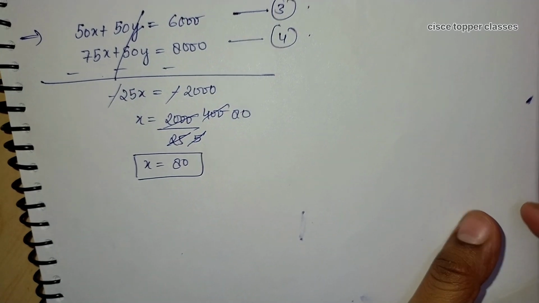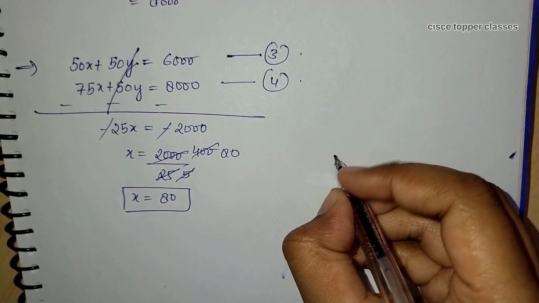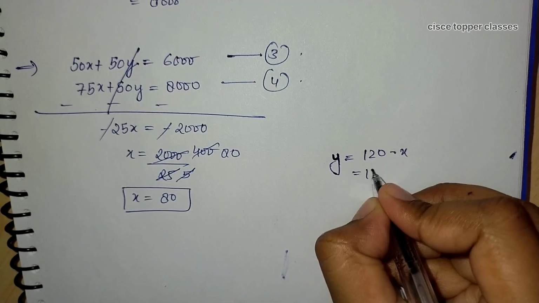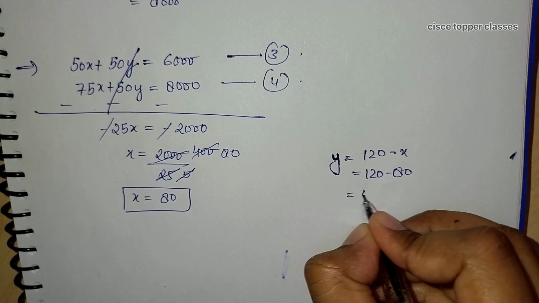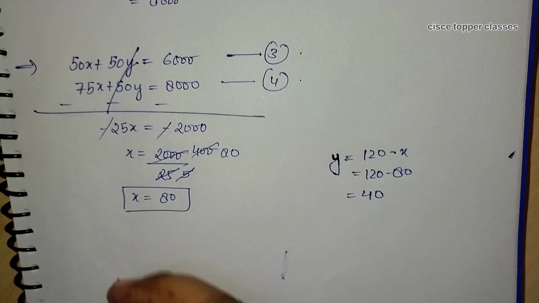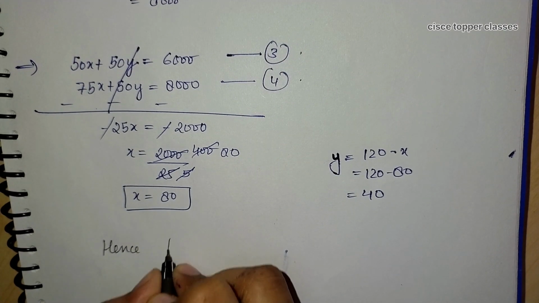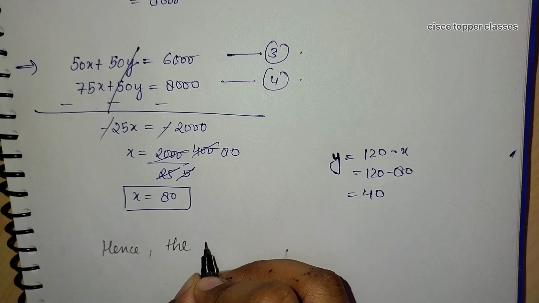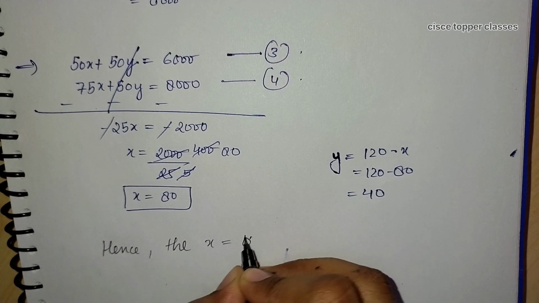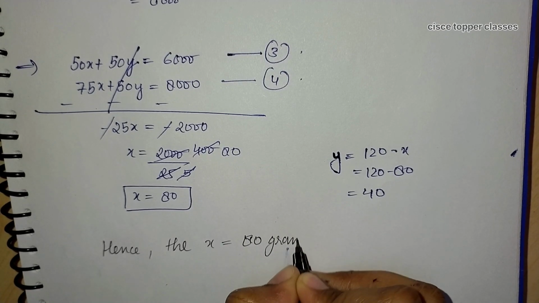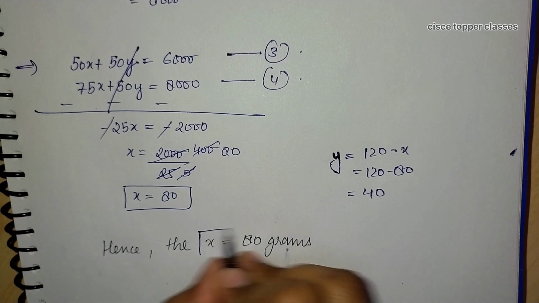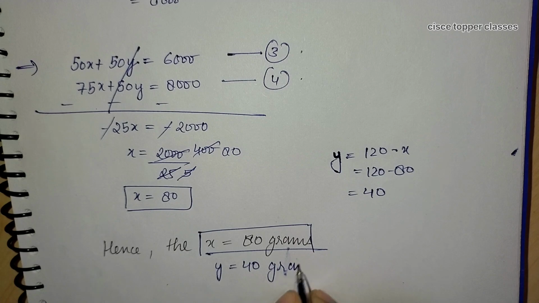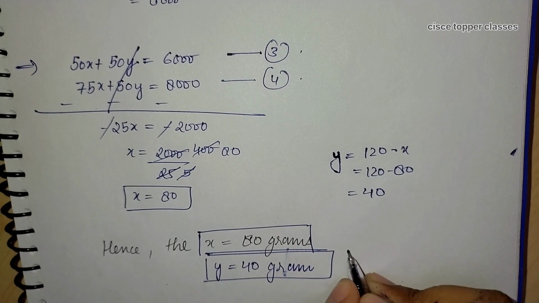Now we have to find the value of y. So from the first equation we can find the value of y as 120 minus x, which will be 120 minus 80 as 40. So hence the value of 18 karat gold in grams, x is equal to 80 gram here, and y is equal to 40 gram. So this is the final answer here in this question.